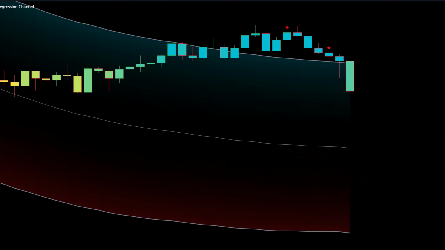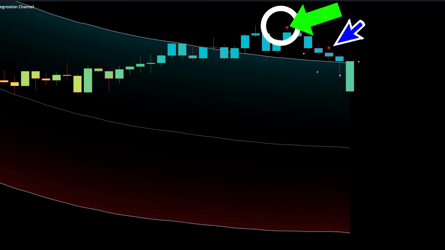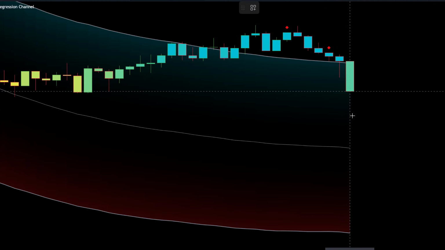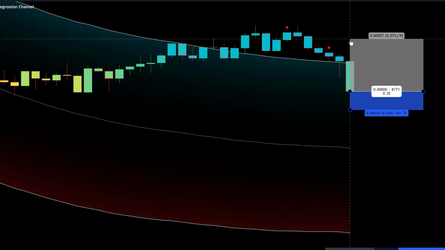Now, for a bearish setup, just flip that logic. You're watching for prices to rise toward the upper band, which usually indicates an overbought condition. Then comes the moment to watch closely. A red reversal diamond appears after the price touches or slightly breaks above that upper boundary. That's your early warning of buyer exhaustion. It suggests a short entry opportunity as price is likely to snap back toward the center of the channel.